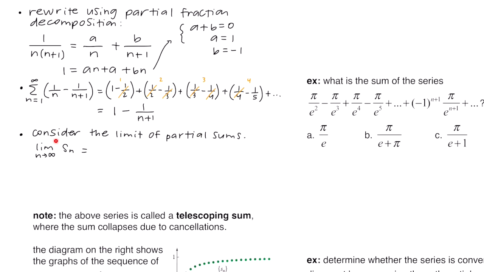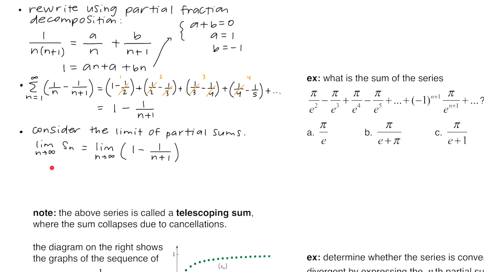For the next part of the problem, it says, consider the limit of partial sums. So what we did is we took this series and we wrote it as the nth partial sum. And so to evaluate what this equals, we're going to take the limit of it. And again, this part of the problem is similar to one of the previous problems we did on the front page of the notes. So we're taking the limit as n goes to infinity of the partial sum. So that's going to be the limit of 1 minus 1 over n plus 1.